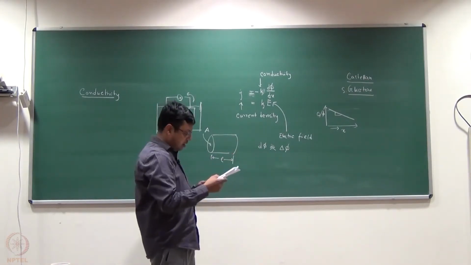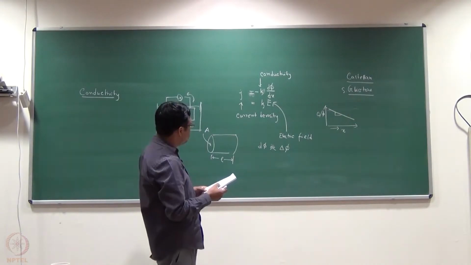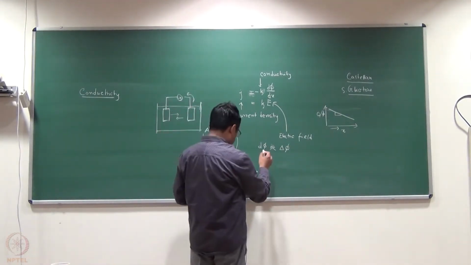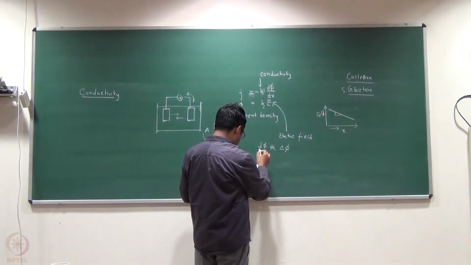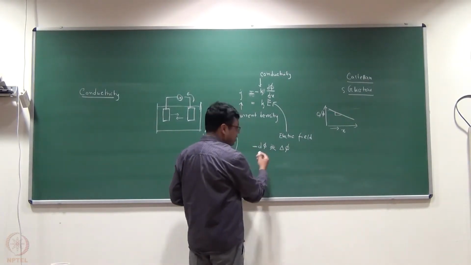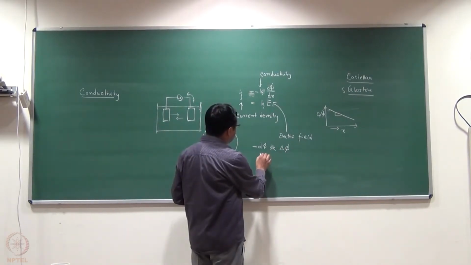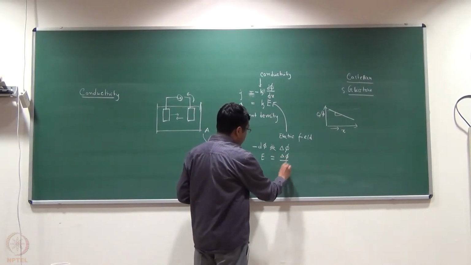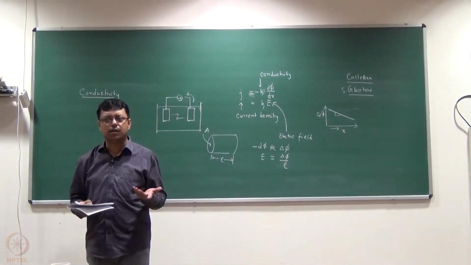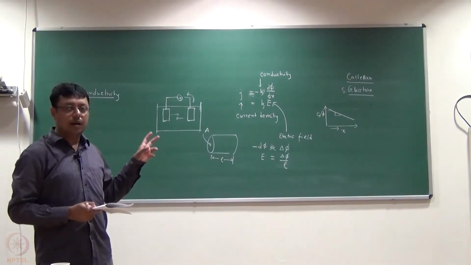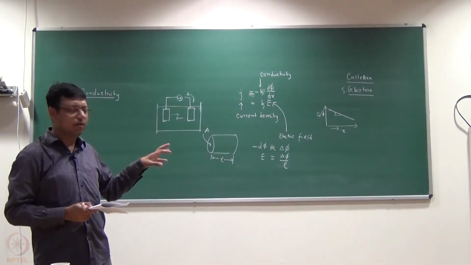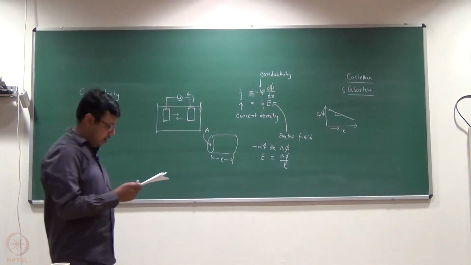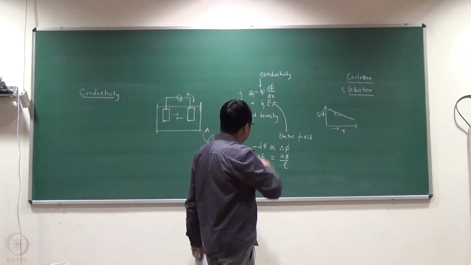Then I can also approximate that this E will be basically the negative gradient of the potential. I am basically writing minus d phi as delta phi, I can always choose that. And then E is nothing but delta phi by L. This is just a gradient. I'm switching from differential notation to finite notation, but this is valid if the gradient is uniform.